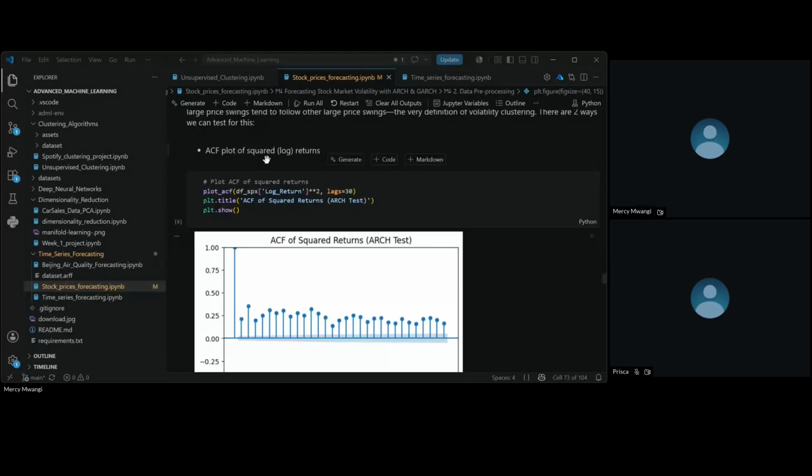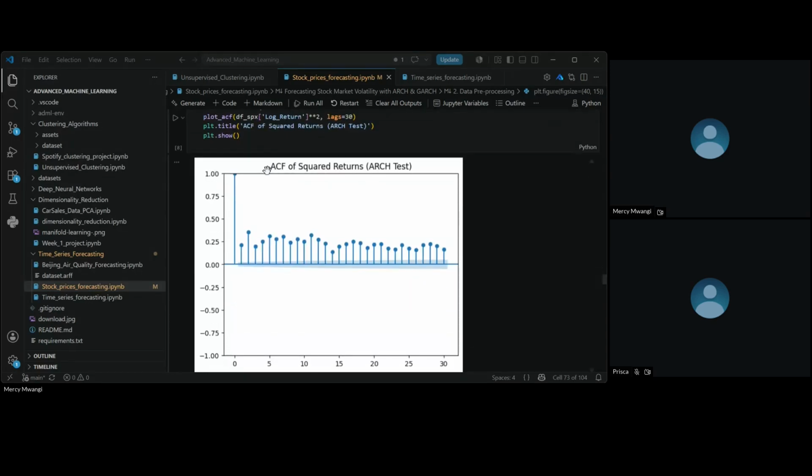Because the key assumption here is that today's volatility can be modeled from past volatility, we do an autocorrelation plot of the volatility, which is our log of returns, right? So we do an ACF of our squared returns. Remember, we did log of returns. You have the option of doing returns, but we have done log of returns because statistically, logarithms are more stable than raw values. So you'll do an ACF plot of the squared log of returns.